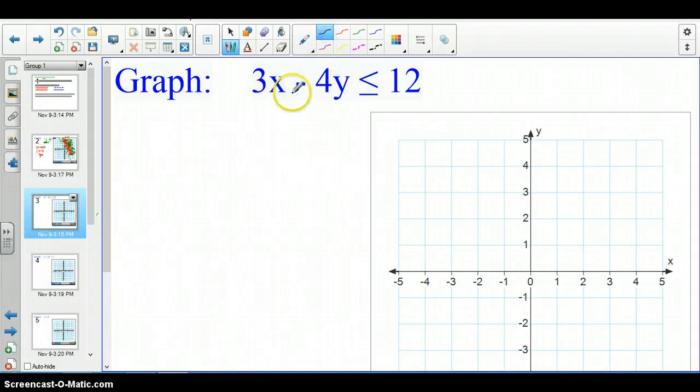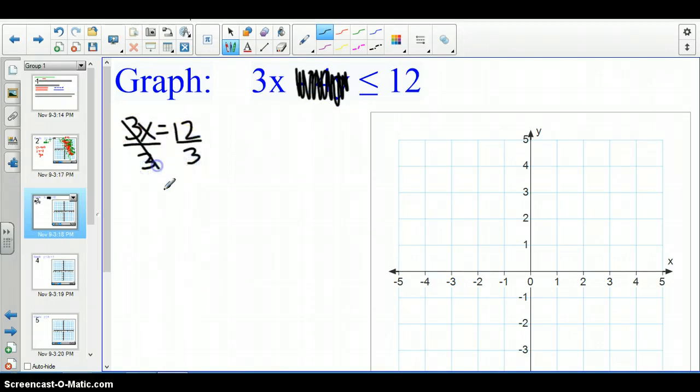This next one is in standard form. So if we want, we could find our x and y intercepts. So plug 0 in for y to find your x-intercept. So you have 3x equals 12. Divide by 3. You have x equals 4. So I'd go and plot that on my x-axis at 4.